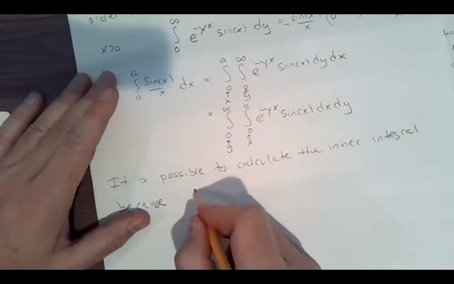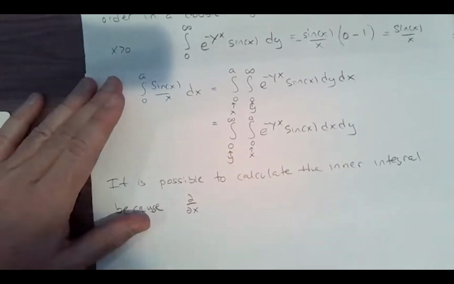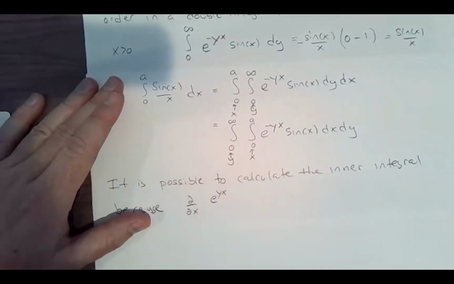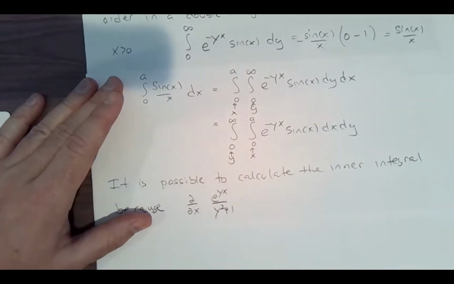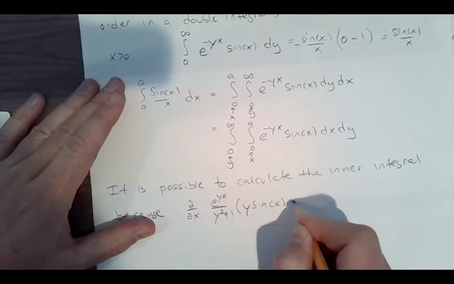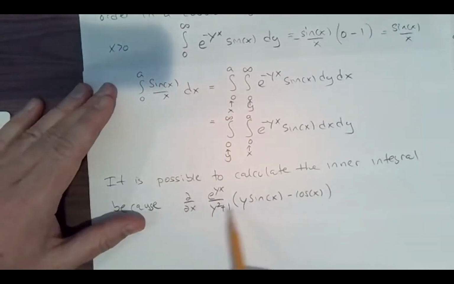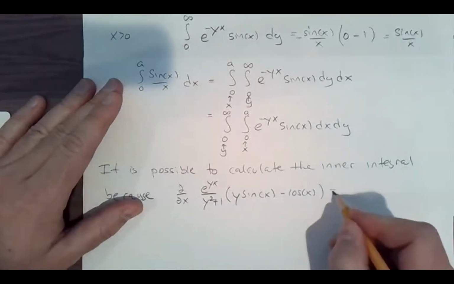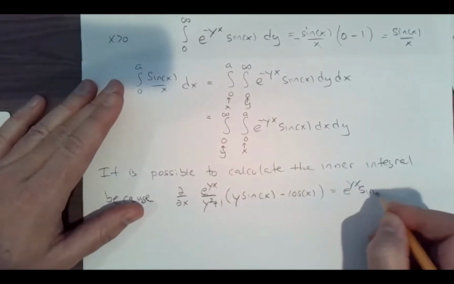because if I look at the derivative with respect to x of a specific function, let me write out what the function is. It's e to the minus xy divided by y squared plus 1, times y sine x minus cosine x. If I take the derivative with respect to x of this particular monstrosity of a function, this miracle happens, and I'm going to get this function up there, e to the minus xy sine x.